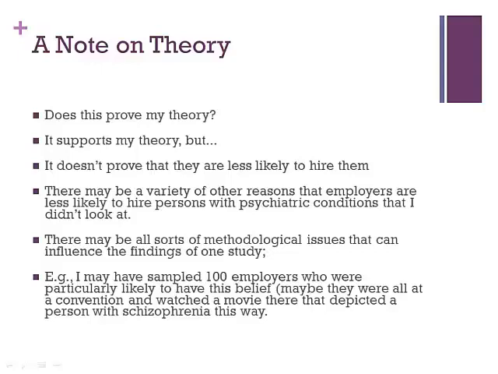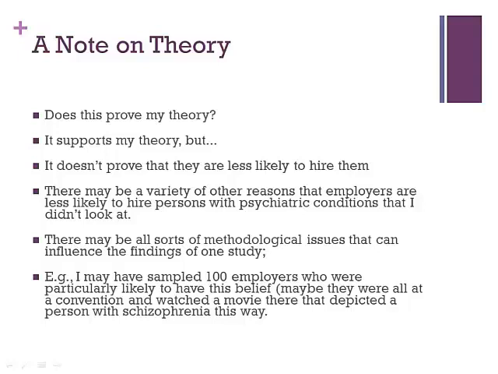We might have found support for our theory, but it doesn't prove our theory. It doesn't prove, for example, that employers are less likely to hire people with psychiatric disabilities because they find them unreliable and unpredictable. There might be a lot of other reasons that employers are less likely to hire people with psychiatric conditions that we didn't look at in this study. So again, other support could be out there. So we haven't proven that our theory is true. We have only supported it.